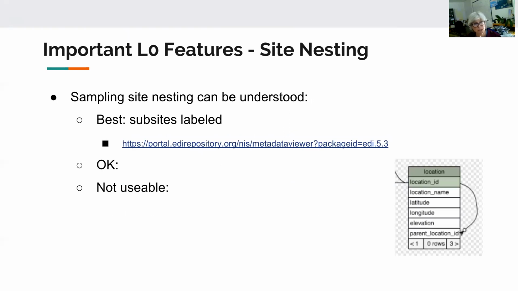Related to locations is this concept of site nesting. Over on the right, there's a snapshot of the location table, and what we want to be able to do is, this is a self-referencing table, and we want to be able to detect the parent-child relationships between sites, so understand when one site is within another site. In some cases, that's clear in the data itself. In some cases, it's really hard to figure out. So I don't even have examples for what doesn't work very well. Next slide.